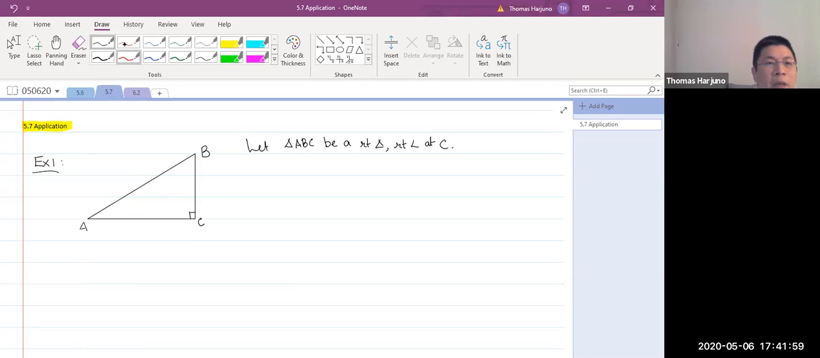Now the naming of the sides of any triangle, including a right triangle, is that the side opposite of the vertex A is named lowercase a. The side opposite of angle B is named side b. The side opposite of vertex C is named side c with lowercase.